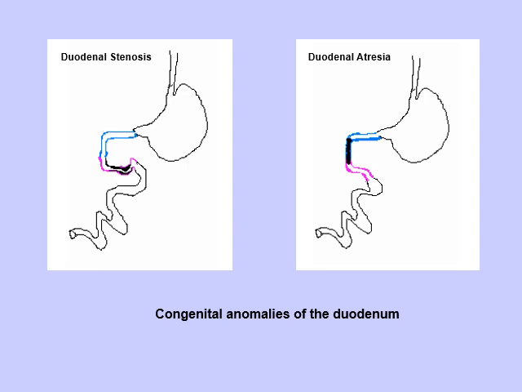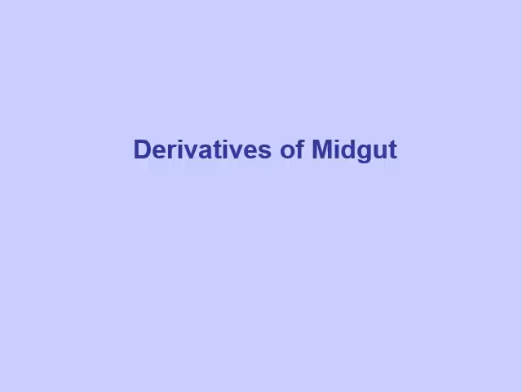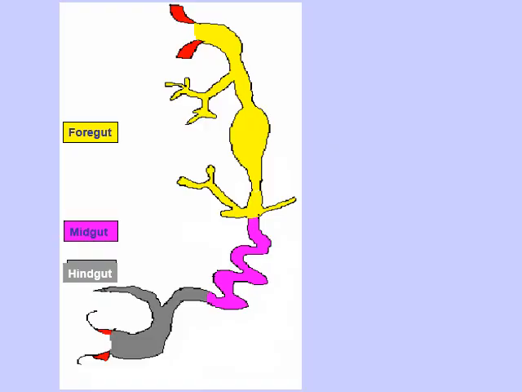Anomalies of the developing duodenum: duodenal atresia or duodenal stenosis. Next part in the developing gastrointestinal tract is the midgut. Midgut is the area.